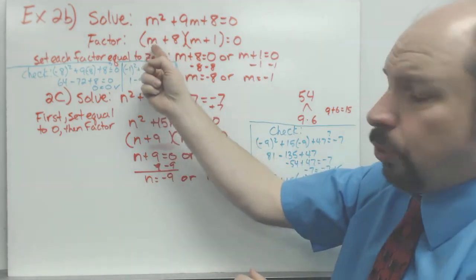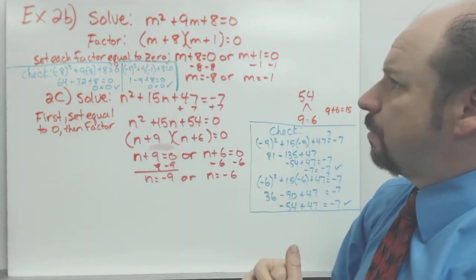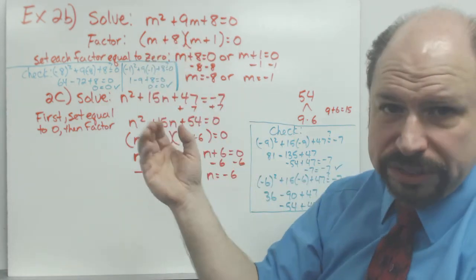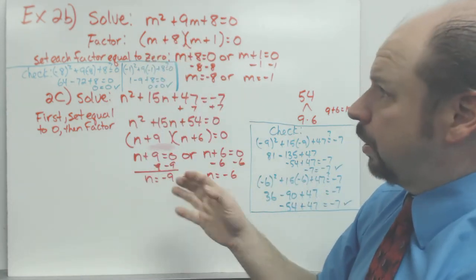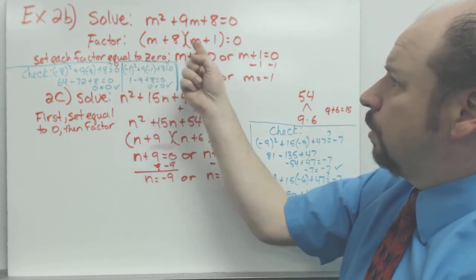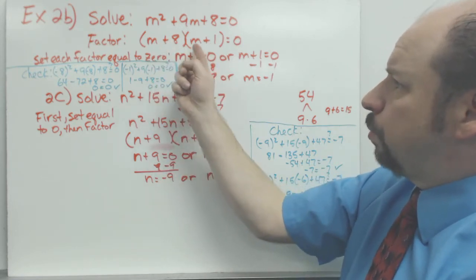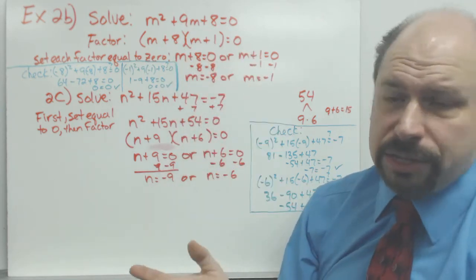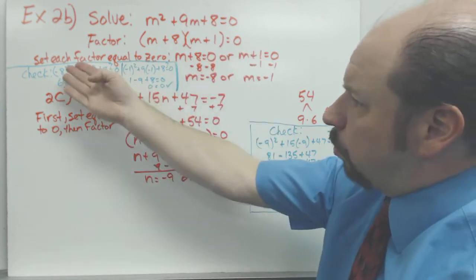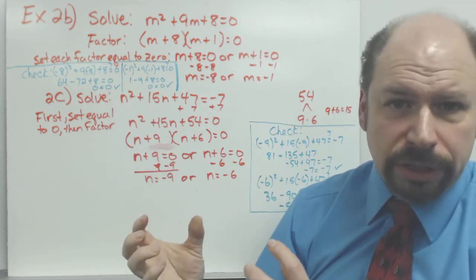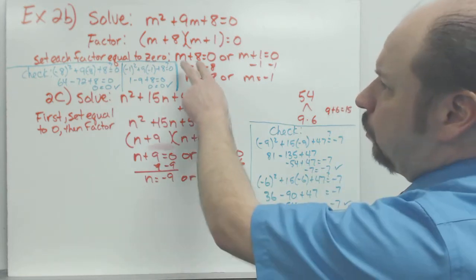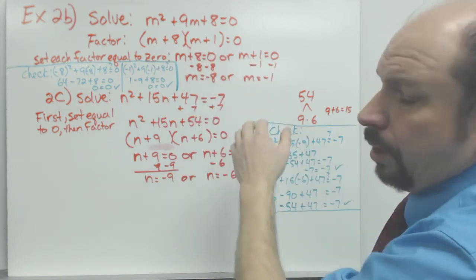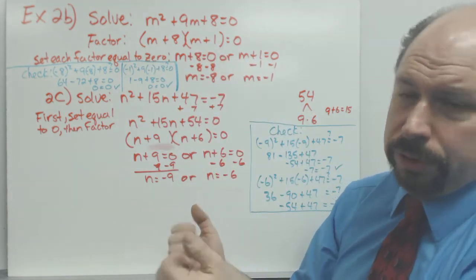And the m squared, of course, is going to factor into m times m. So if we were to refoil this back out, and you could certainly check any of these examples that we're doing by refoiling them back out, m squared plus 1m plus another 8m gives us 9m plus 8, and that's equal to 0. So we're going to set each factor separately equal to 0. So m plus 8 equals 0, or m plus 1 equals 0.